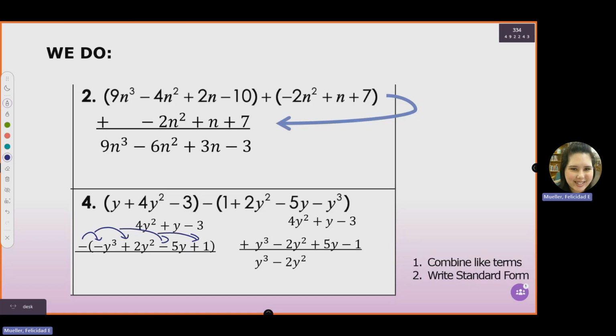So we're going to get y cubed minus 2y squared. That should be a plus. Yeah, that should be a plus. Plus 6y minus 4. I need to fix that. So I'll get that fixed. But that should be a plus 2y squared.